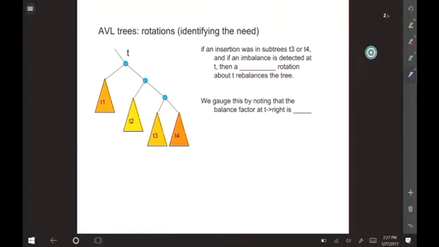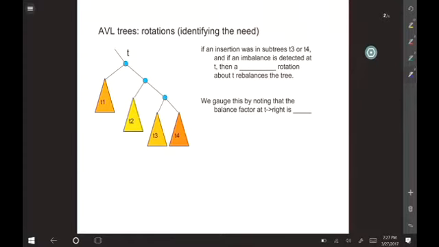Okay, so let's do this. Here's the setup. This tree has an imbalance and we did an insertion down here. Our goal was to insert something into the tree, and that insertion happened in this subtree. Furthermore, to reemphasize, we detected an imbalance, so the balance factor here is 2. That's the setup. Now the question is, what kind of rotation will fix this?